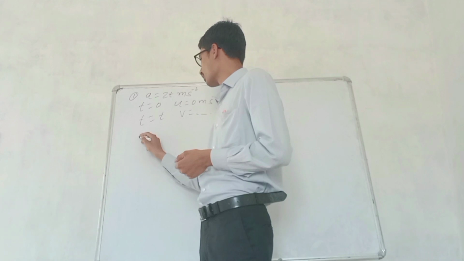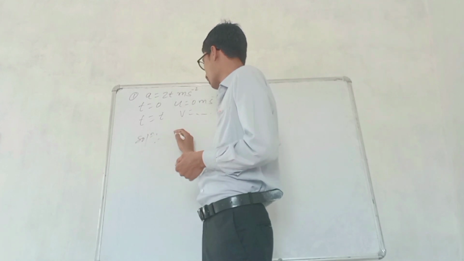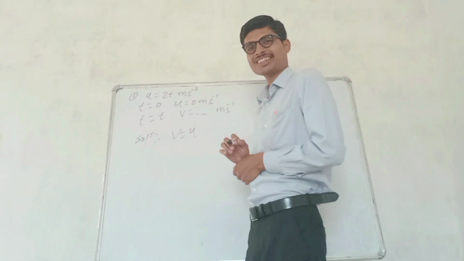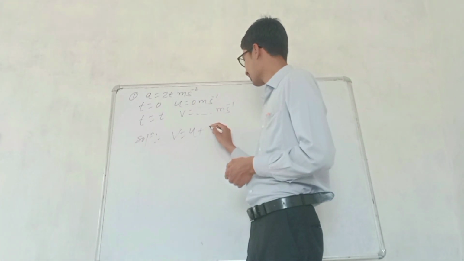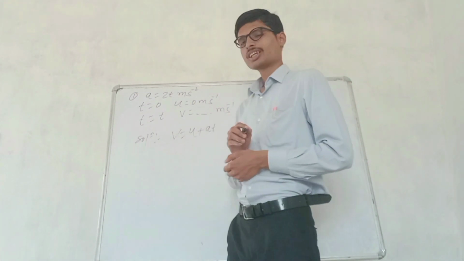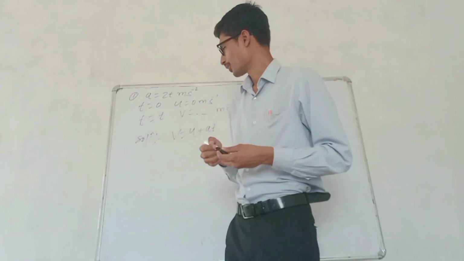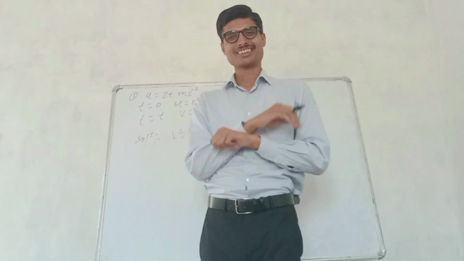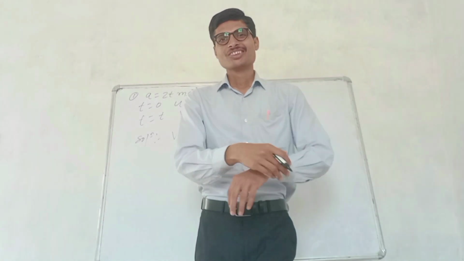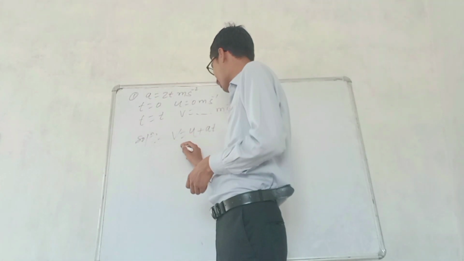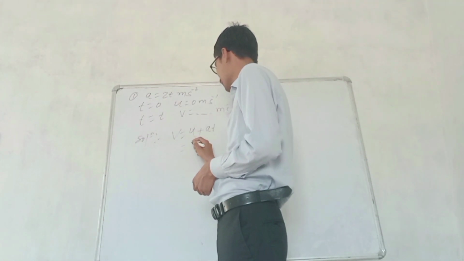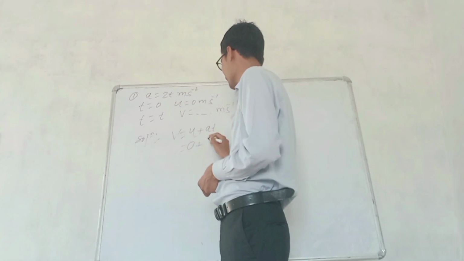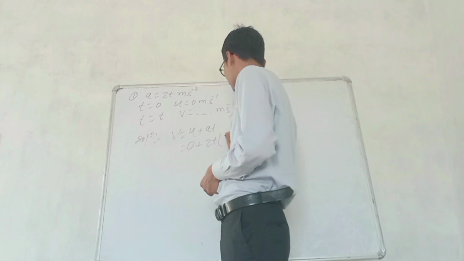Final velocity will be initial velocity plus at. If acceleration is positive, we put plus. If acceleration is negative, we put a negative sign. Using that formula, initial velocity is 0 meter second inverse, acceleration is 2t and time is t.